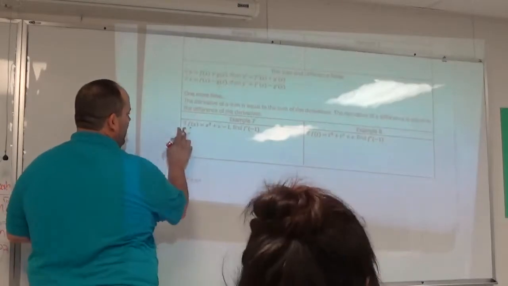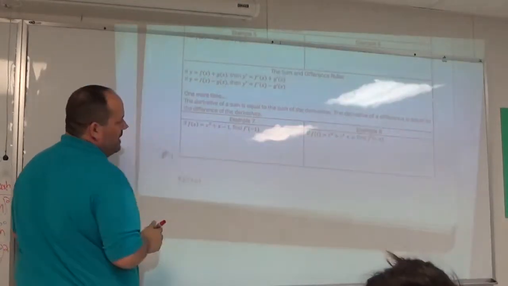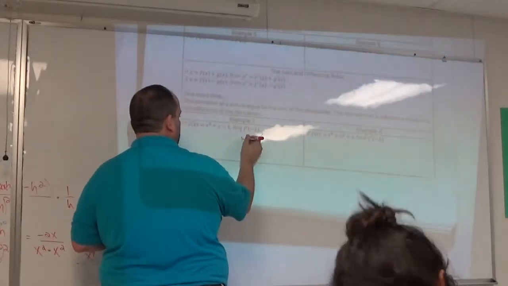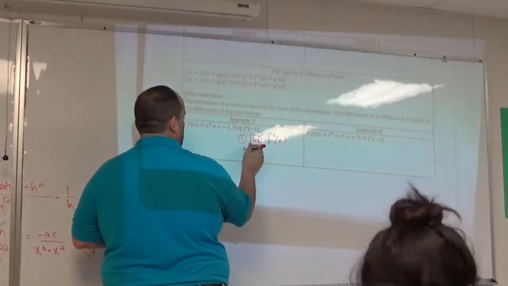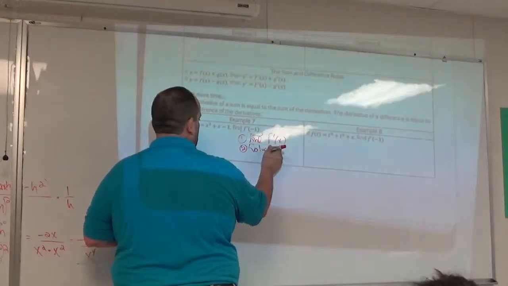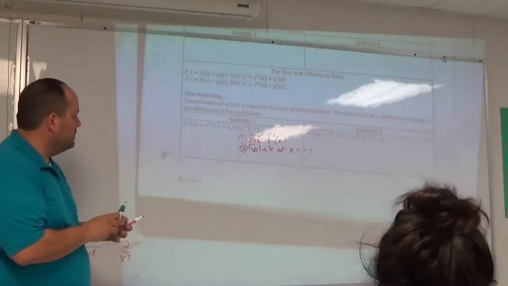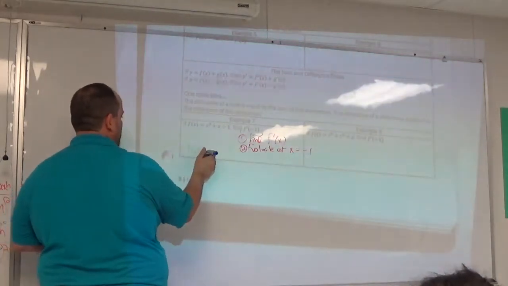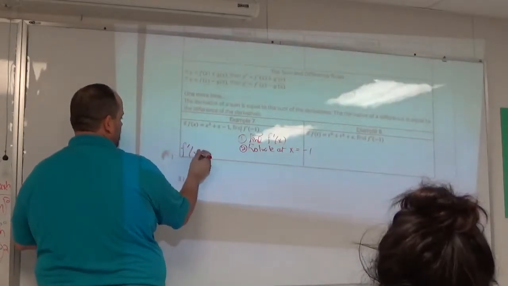All right, so here we go. f of x is equal to x cubed plus x minus 1. I want to find f prime of negative 1. f prime of negative 1 is a two-step process. Number 1, we're going to find f prime. Number 2, we're going to evaluate at x equals negative 1. So let's do it. I need f prime of x. Take a minute. Be ready to talk to me about what f prime of x is.